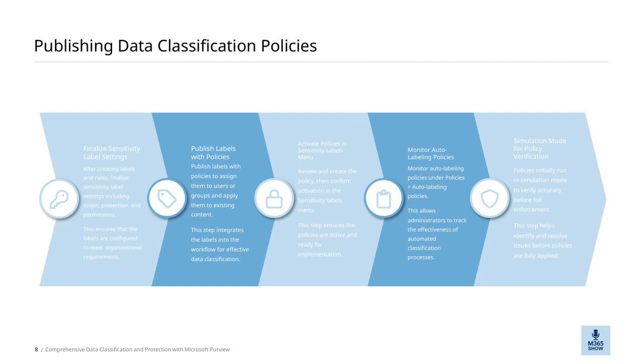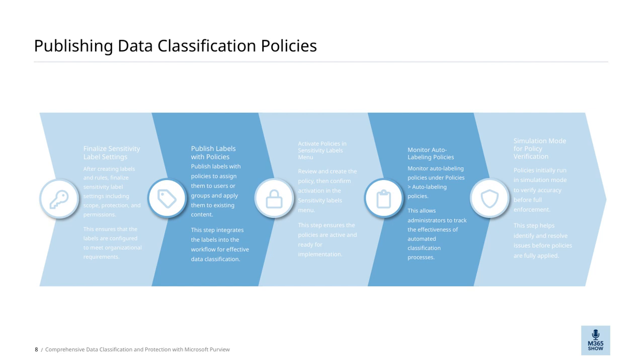Next, we monitor auto-labeling policies, which can be found under Policies, Auto-Labeling Policies. This monitoring gives us visibility into how well the automated classification processes are working, so we can make adjustments if needed and ensure the system is effectively protecting sensitive data.